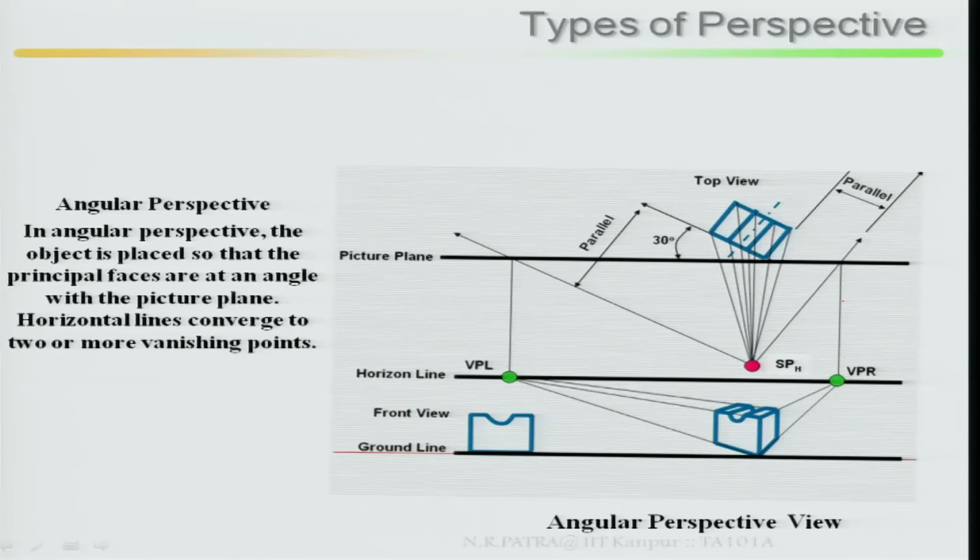If you look at here, this is your top view and this object is placed at an angle. This is 30 degrees to your picture plane, at an angle to your picture plane. So, horizontal lines converge to two or more vanishing points. In this case, there are two vanishing points. One is your vanishing point left, other is your vanishing point right. So, this is called angular perspective.